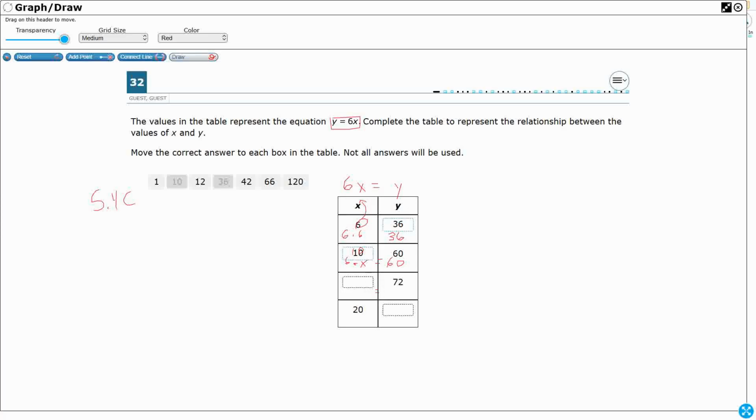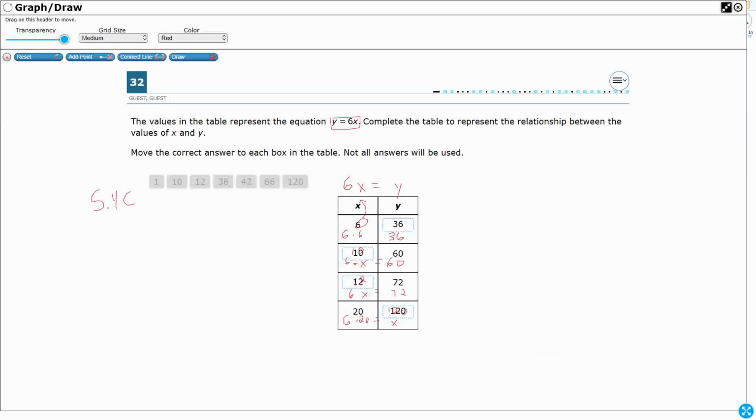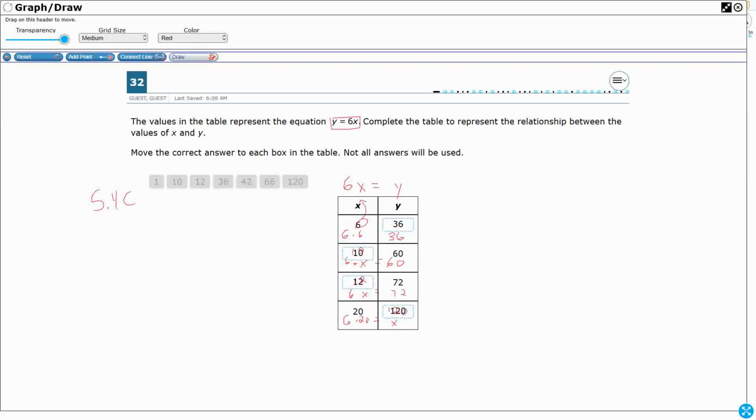Same thing with this. Equals 72. So 6 times what is going to make 72? That's a little bit beyond basic facts, but a lot of our students still know this is 12. And then this is going to be 6 times 20 equals what? And 6 times 20 is going to be 120. So I need that 12, and I need that 120. All right, so now I've got all 4 answers correctly chosen there.